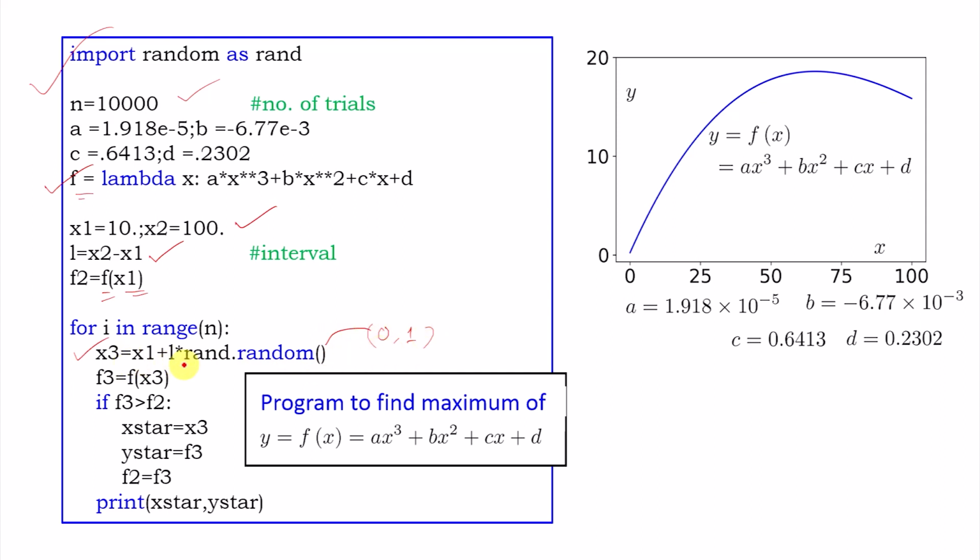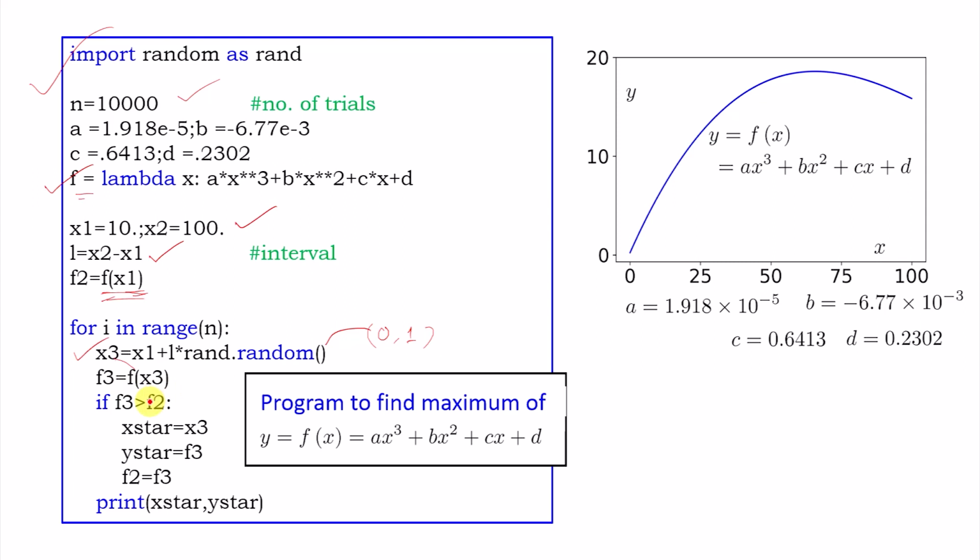Now this x1 plus L multiplied by this will scale it within x1 to x2. Then I calculate the f3 here, that means the value of my function at x3, and then I check if my f3 is greater than f2. f2 I have calculated before, that is the value of f at x1.